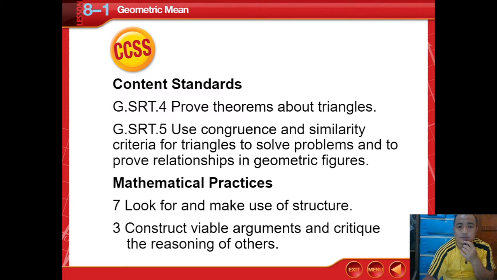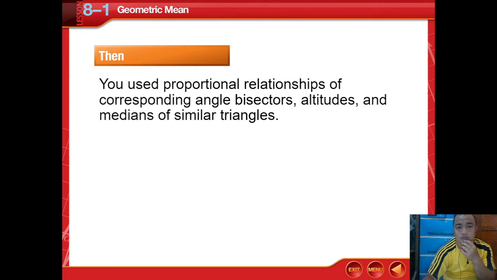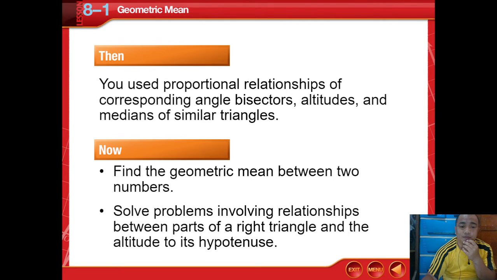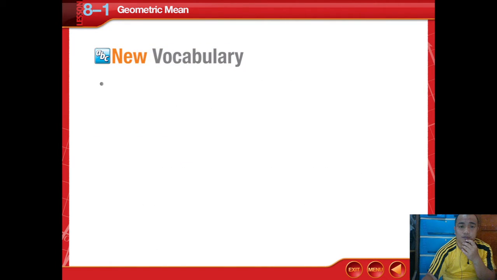So in this lesson, we're going to prove theorems about triangles, use congruence and similarity criteria for triangles to solve problems, and to prove relationships in geometric figures. And for mathematical practices, look for and make use of structure, construct viable arguments, and critique the reasoning of others. In the previous lesson, we used proportional relationships of corresponding angle bisectors, altitudes, and medians of similar triangles. Now we're going to find the geometric mean between two numbers and solve problems involving relationships between parts of a right triangle and the altitude to its hypotenuse.